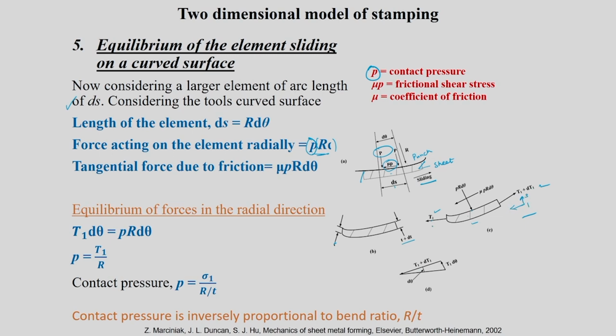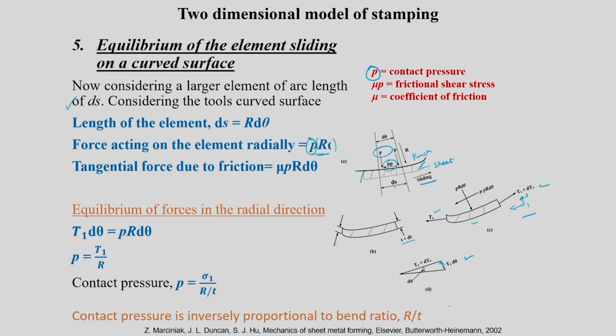Now I am going to plot this particular graph, which is also easy to understand. I am going to arrange all these tensions in this way. So my T1 plus dT1 is kept in this way, and then this is my d theta, so that this one will be T1 d theta.